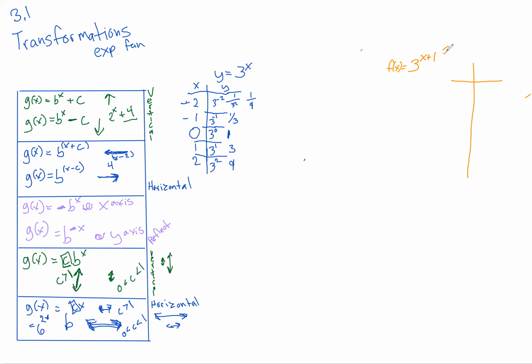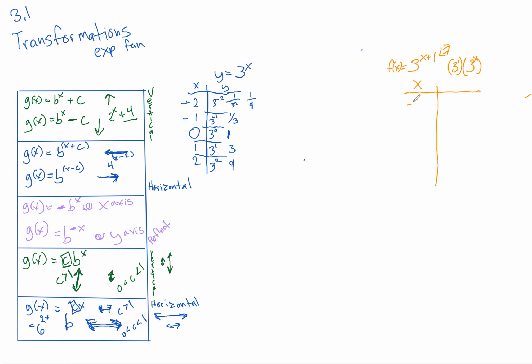Now with this 3 to the x plus 1, I'm going to rewrite it to make it look a little bit different, but it means the same thing. Anytime we've got addition in the exponents, we're multiplying things together. So this is equivalent to 3 to the first times 3 to the x. I just use that because it's a little easier for me to think like that. And we're going to do the same table with the same x values and see what we get.